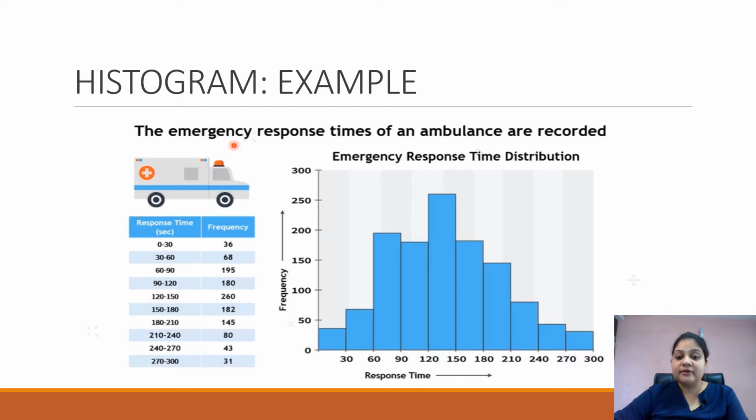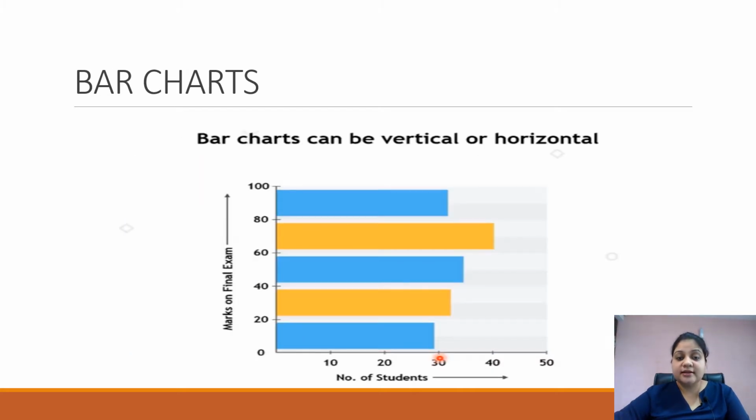The next type of graph that we can use in statistics is bar charts. Bar charts are basically used to understand the relationship between two variables. Let's say you want to analyze how many students have attained how many marks. We can easily plot this in the form of a bar chart. Here we have plotted the number of students on the x-axis and the number of marks attained on the y-axis.